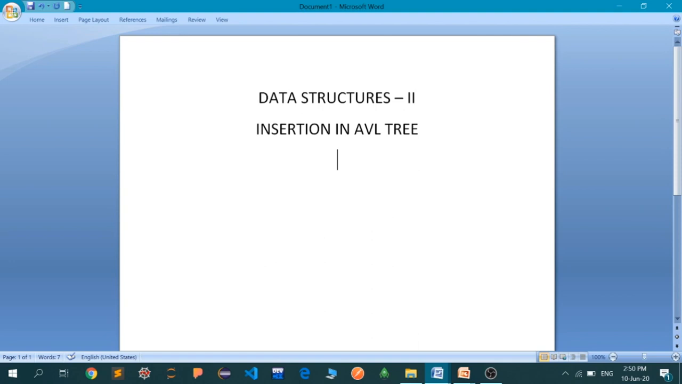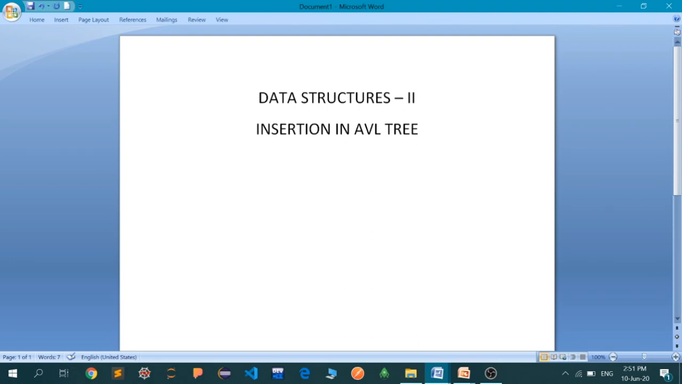We are discussing the subject called Data Structures 2. Yesterday we have seen the introduction to the AVL trees, that is the balanced binary search trees. And today we are going to see how to insert a particular node in your AVL tree.